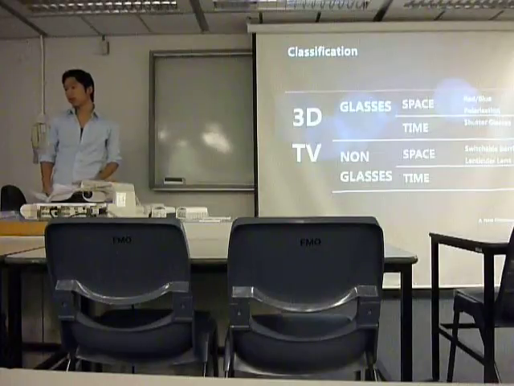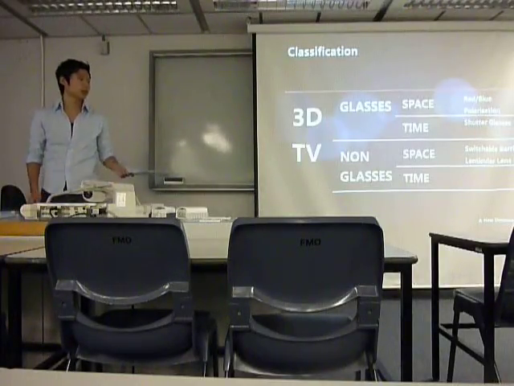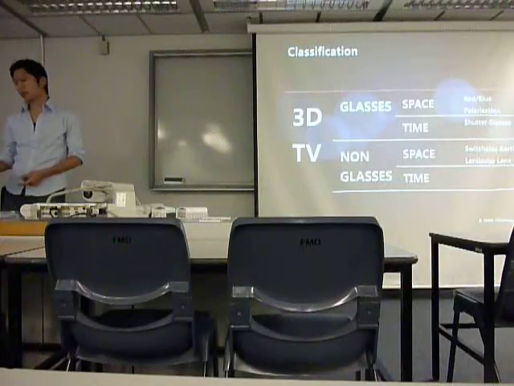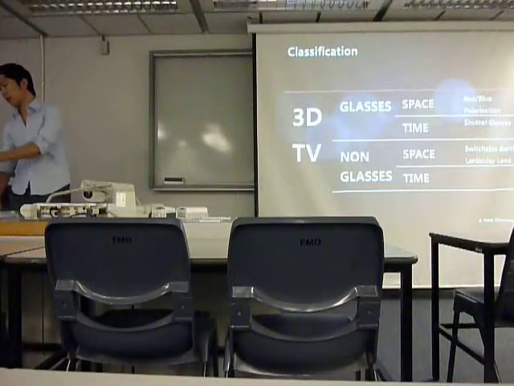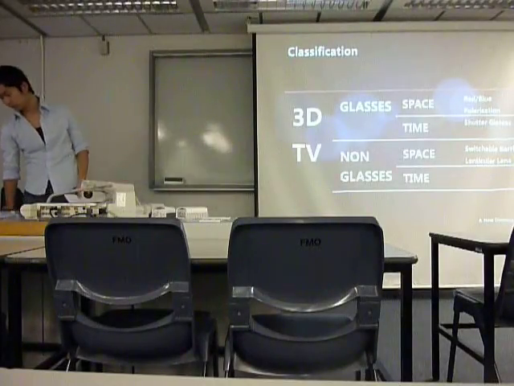3D TV is classified into 2 big categories, which are using glasses and without glasses, and then it's divided into space and time. And these are the 4 different technologies which I'll explain now.